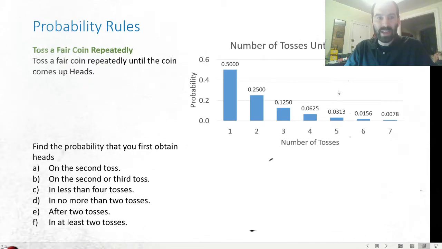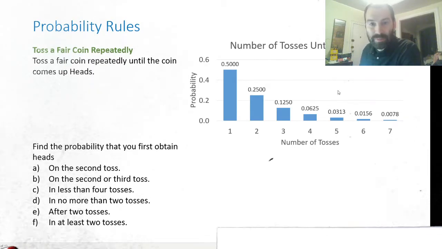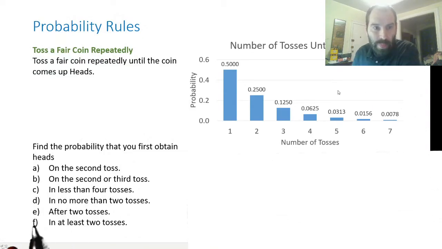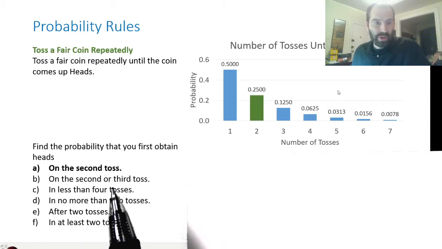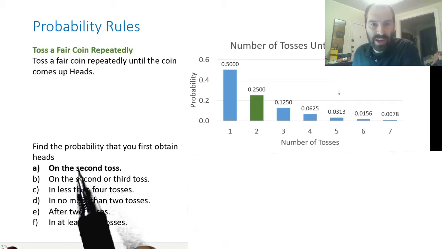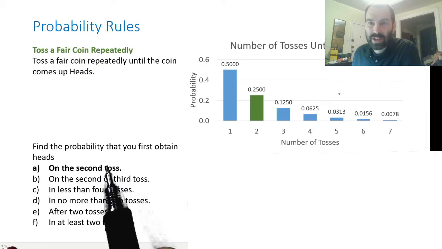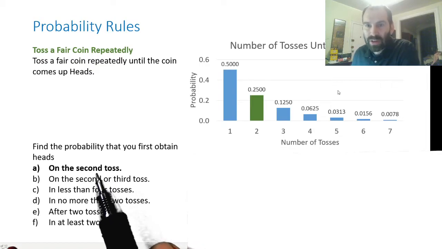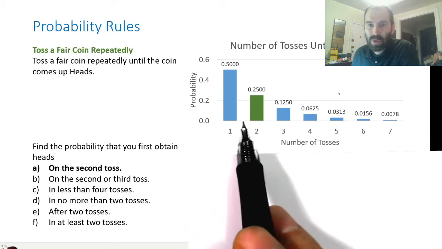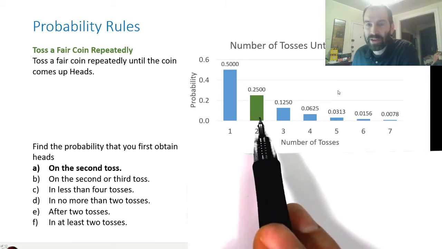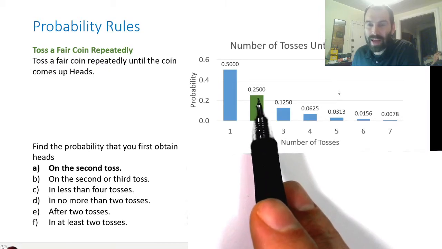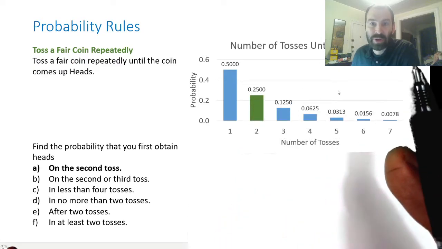Okay, let's look at an example. Let's use this one to measure some probabilities. If we're tossing a coin, find the probability that we first attain heads on the second toss. So we're going to keep tossing that coin. What's the likelihood that we attain heads on the second toss? Well, I've highlighted the bar that's associated with the second toss right here. What's the probability of that happening? 0.25. It's written right there.